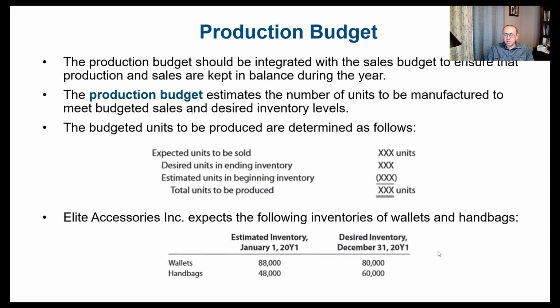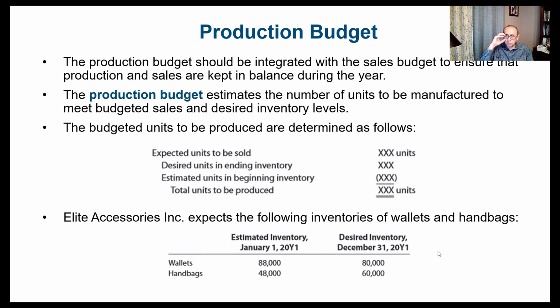So once we have the sales budget, we can prepare the production budget. The production budget should be integrated with the sales budget to ensure that production and sales are kept in balance during the year. Because if we overproduce or we underproduce, again, that can have an impact. If we overproduce, then we'll have a lot more ending inventory than we need, and that can create a problem with storage. If we underproduce, then we are not going to satisfy the demand for our products.